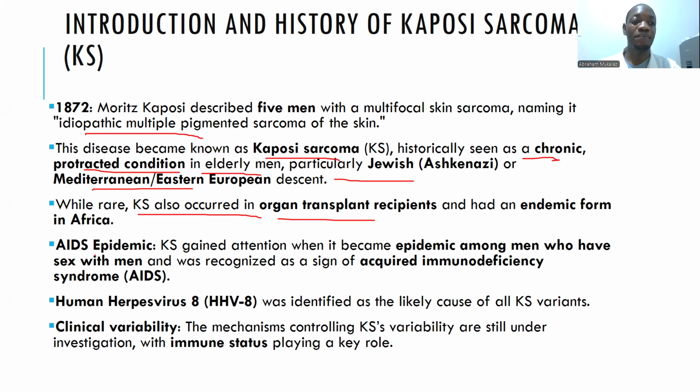And this became a little bit of an epidemic when HIV or AIDS became an epidemic, especially in Africa. So we also got an HIV associated Kaposi sarcoma, which we call the epidemic type. And it has been associated with human herpesvirus number 8, which was identified to be the cause of all the different variants of Kaposi sarcoma.